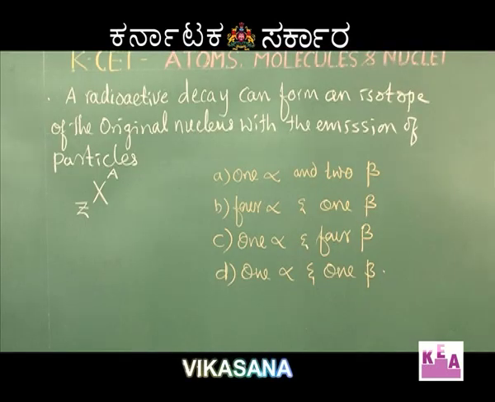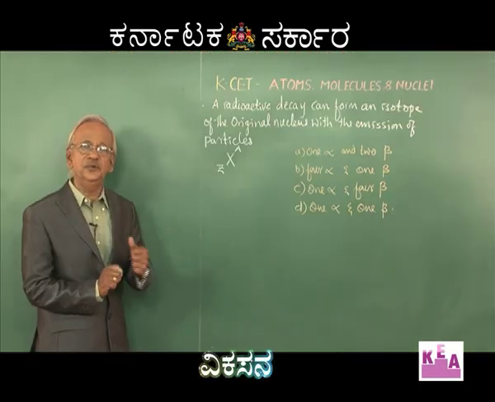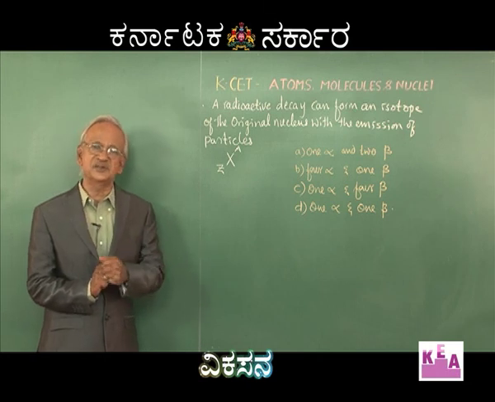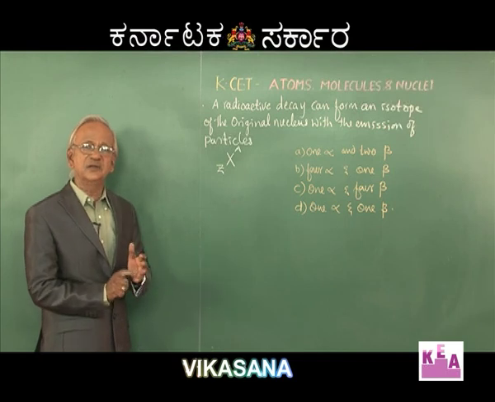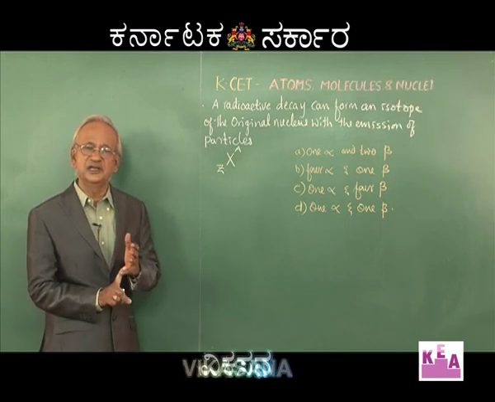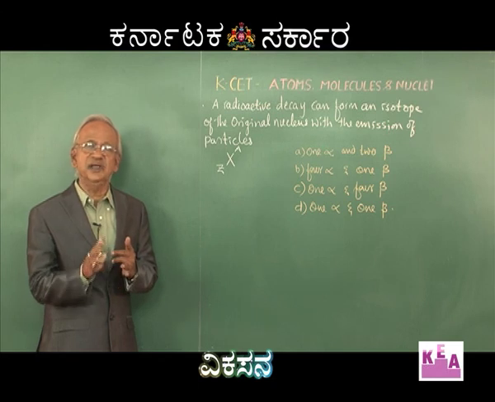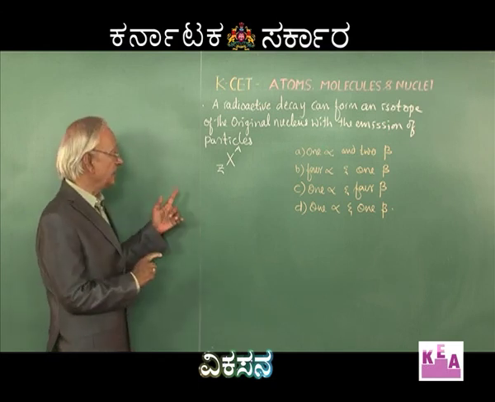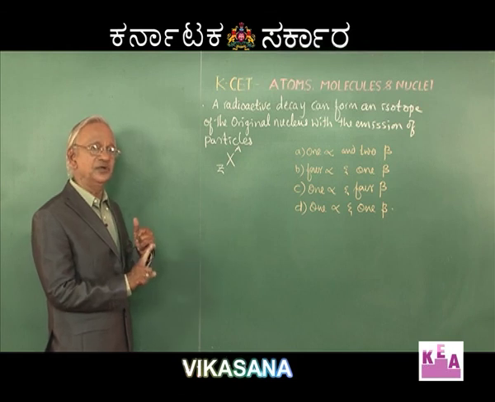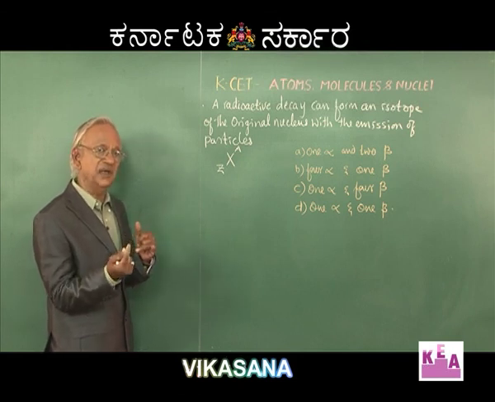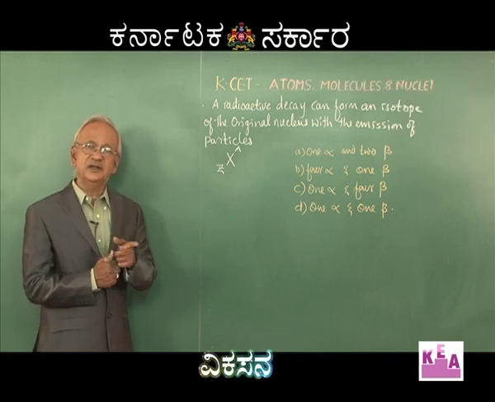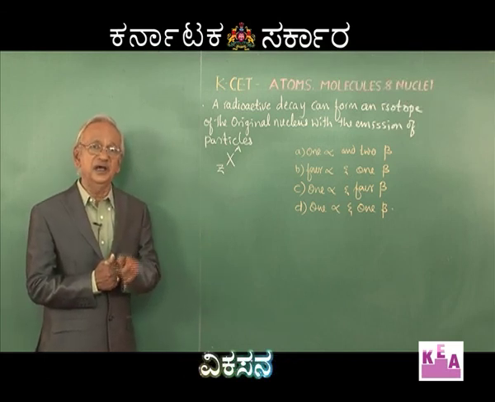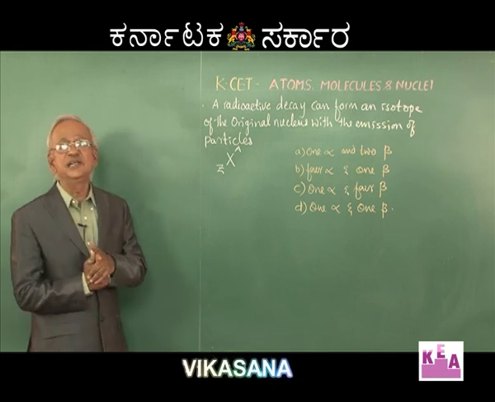Then they have asked what the emission of particles, alpha, beta, like that. But do we know what happens when a nucleus emits an alpha particle? When the nucleus emits an alpha particle, its atomic number decreases by 2 units and mass number decreases by 4 units. Please note, atomic number is reducing by 2 units and mass number is decreasing by 4 units. And when a beta particle is emitted, the atomic number increases by 1 unit and mass number remains the same.